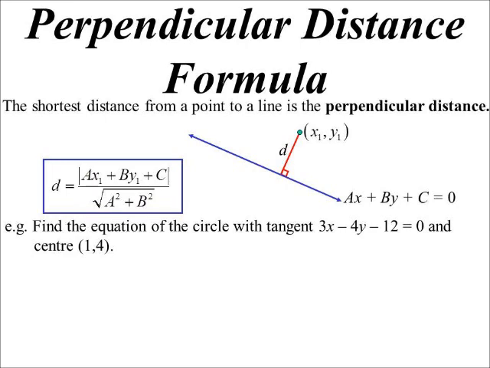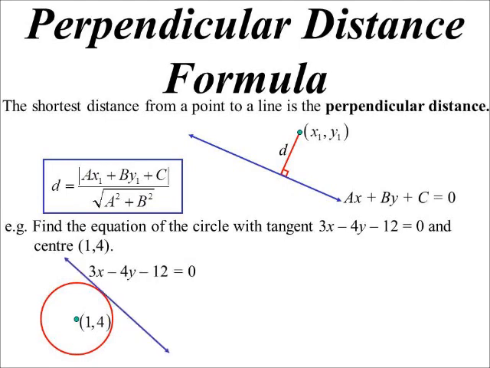And you might be thinking that's a bit of a weird question to have when we're talking about perpendicular distance, until you remember some circle geometry, and that being that the radius is always perpendicular to the tangent. So here's our circle, we're saying it's centre (1, 4). There's our line. Well, in order to find the equation of a circle, we need to know its centre, we've got that, and the radius. The radius in this case would be the perpendicular distance from our point to our line.